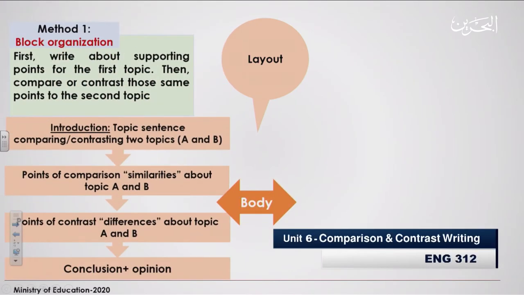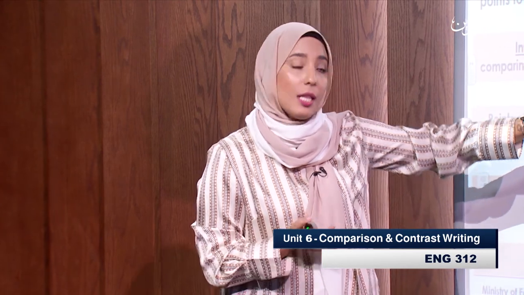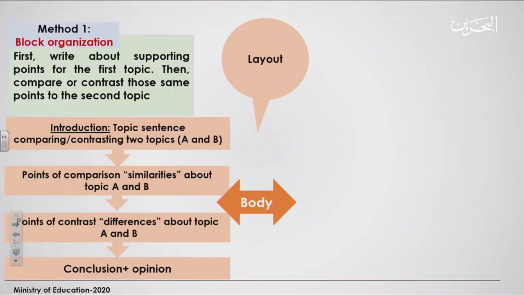So when we say block organization, first, we're writing about supporting points for the first topic, then compare or contrast those same points to the second topic. Let me explain it in another way. What we mean is that we always start with an introduction. Okay, after the introduction, when we're talking about a block, it means that we will be mentioning the similarities first, all together, then the differences, all together, and then the conclusion plus my opinion. So the block organization: introduction, similarities, differences, conclusion, plus opinion.